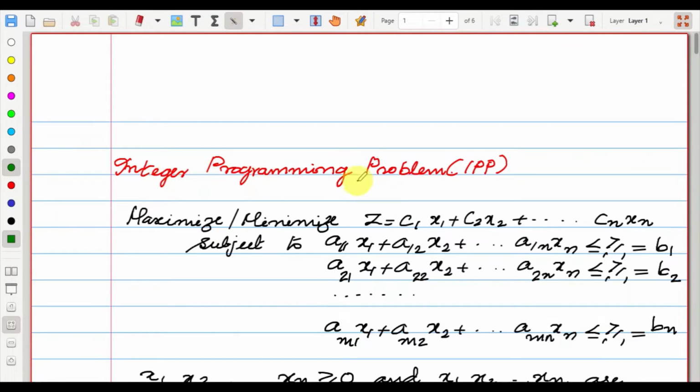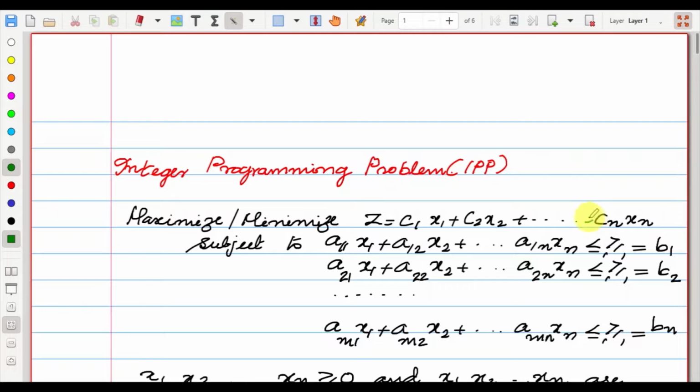Welcome to the lecture of integer programming problem. The mathematical formulation of integer programming problem will be like this. We will have an objective function. It will be maximize or minimize Z equal to c1x1 plus c2x2 plus etc. cn xn.